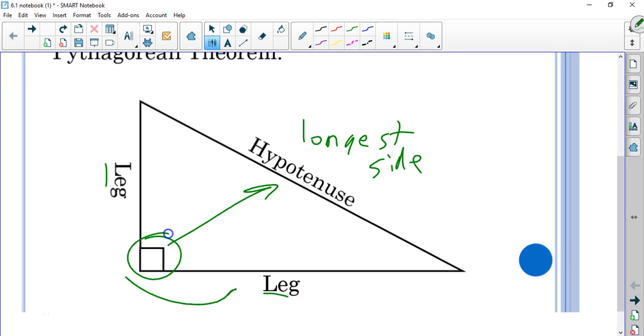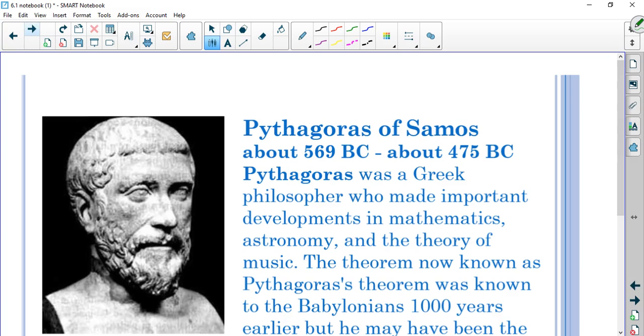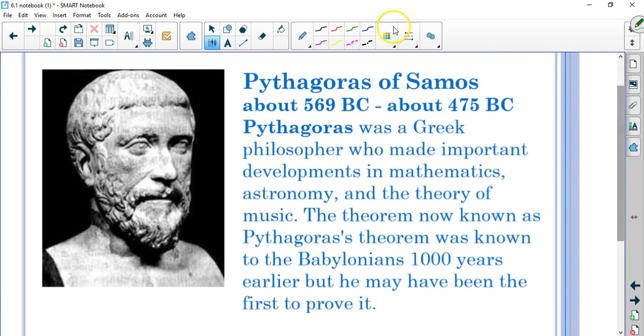And these legs are kind of interchangeable. We'll talk about that when we get to the formula. But how you plug them in to the formula does not matter. And obviously, you can't switch the numbers. If one's 8 and one's 14, you can't switch them. But when you're doing the formula, it doesn't matter which one you call which. So here's some information about Pythagoras. And you can hit pause and read that if you like.